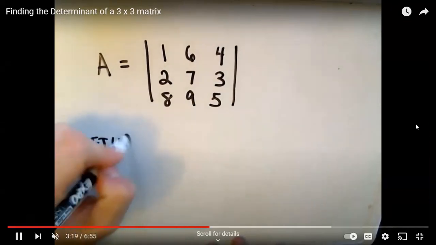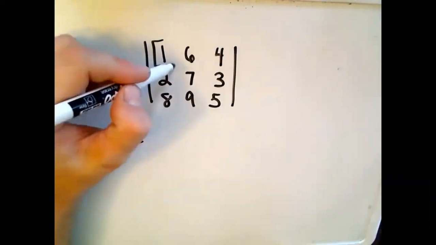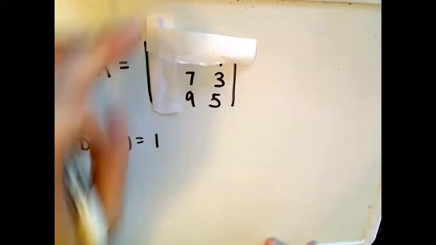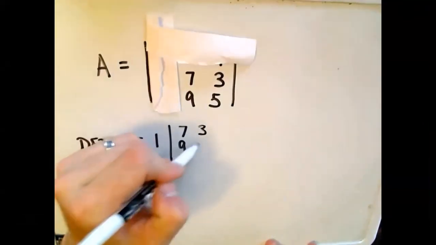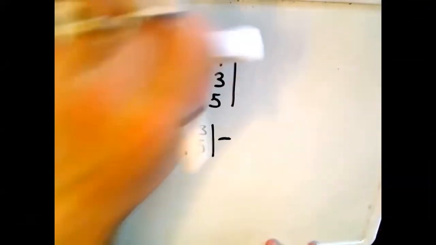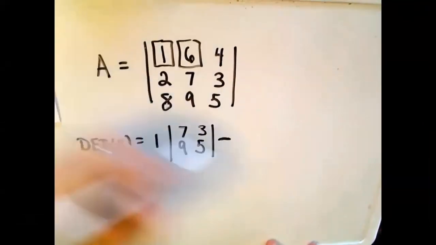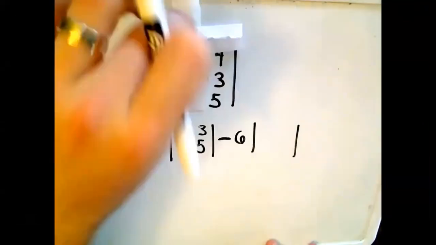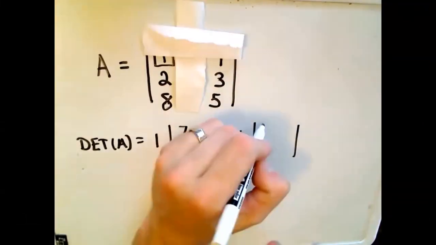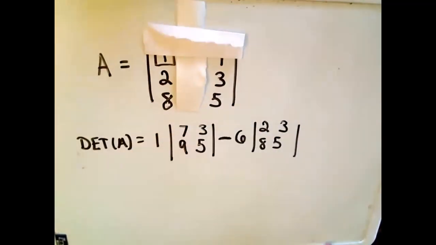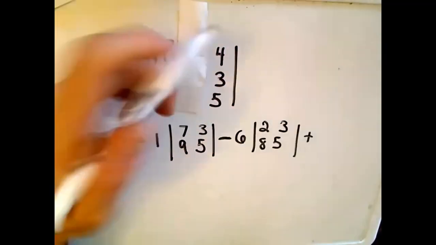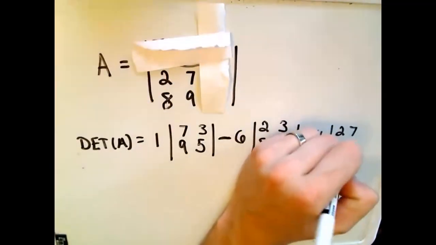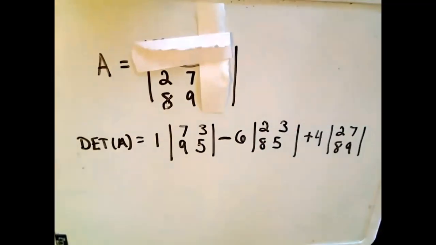You're going to first start off with finding your determinant of your first minor. So my first minor is 1. So I write 1, and I'm going to block out everything else. And I'm left with 7, 3, 9, and 5. Minus, now I'm going to do the second one. So now here, I'm going to block out the middle row, the middle column, first row, and I'm left with 2, 3, 8, and 5. Lastly, it's going to be plus. I'm going to now eliminate column 3, row 1, and I'm left with 2, 7, 8, and 9.